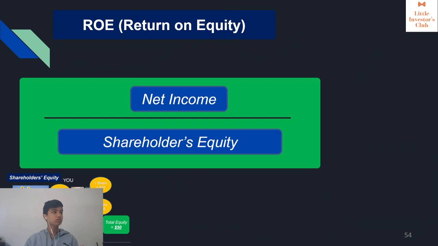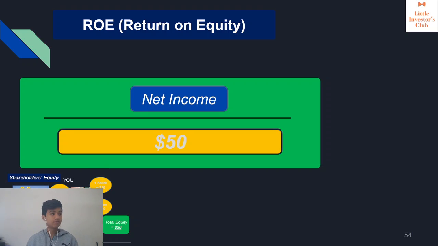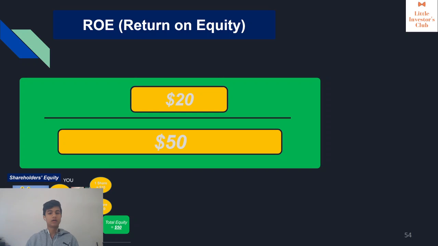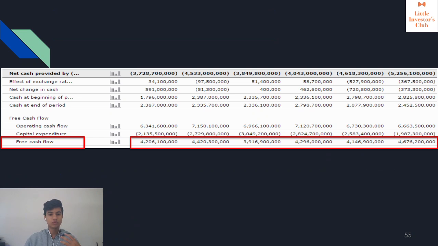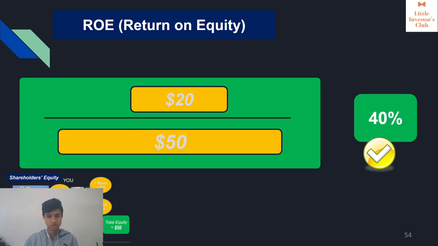So return on equity will be calculated once again as net income over shareholders' equity. Let's say out of the $50 that you gave them, they were able to make $20 of net profit from those $50. So you calculate the net income divided by shareholders' equity as a percentage. Here we can see the return on equity would be 40%, and that is good over the 15% of what we really wanted it to be. So 40% is a very good return on equity.